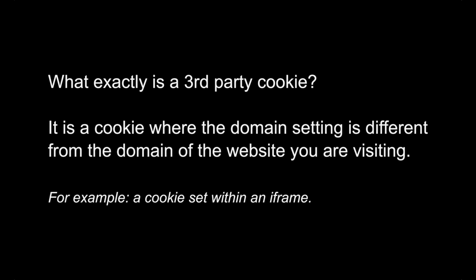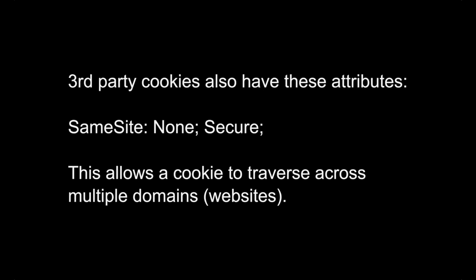Before we discuss CHIPS further, let's discuss what exactly is a third-party cookie. It is a cookie where the domain setting is different from the domain of the website you are visiting. For example, a cookie set within an iframe. Third-party cookies also have these attributes: SameSite=None and Secure. This allows a cookie to traverse across multiple domains. Eventually, third-party cookies that are not partitioned, or CHIPS, will not be supported.